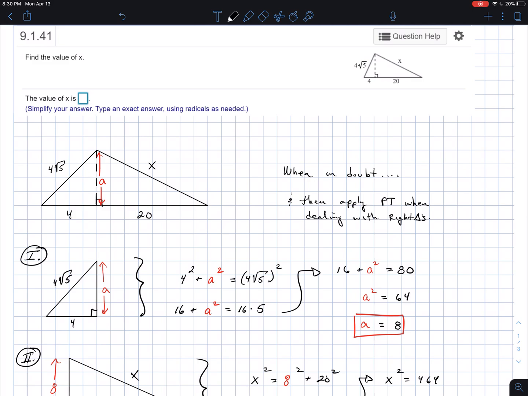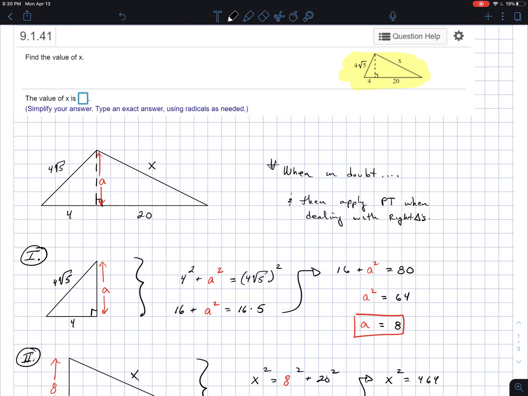Okay, last problem is 9.1.41, and it says find the value of x. So you can see that we have this nice triangle here presented to us. I'll highlight it just so we can see that we're talking about it. I redrew it right away because, you know, when in doubt, draw it out. Okay? And luckily we have right triangles, so then we can apply the Pythagorean theorem.